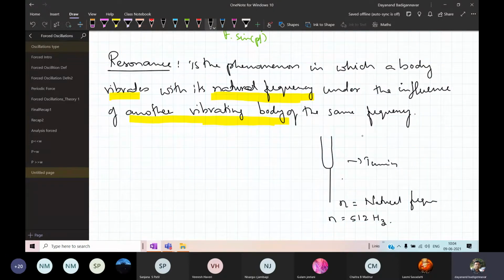Now what happens? I want to generate oscillations here. What I have to do is generate the oscillations or vibrations in the tuning fork. I have to take another tuning fork, like this. So this is the other tuning fork. Then it should vibrate. This should be a vibrating tuning fork, another vibrating tuning fork.